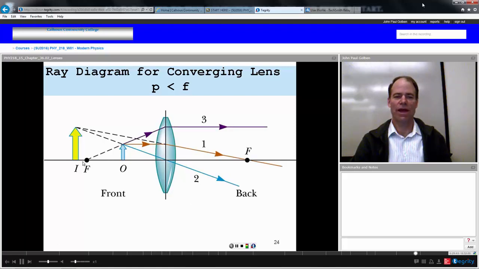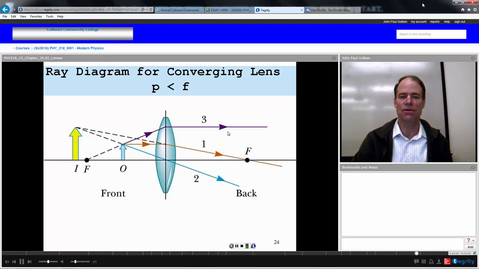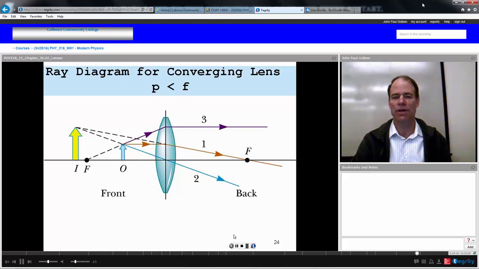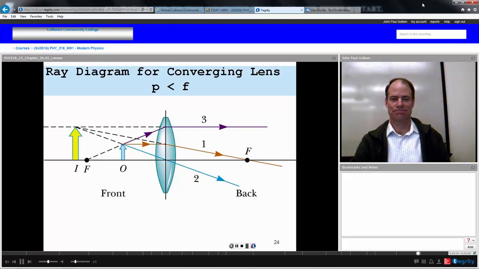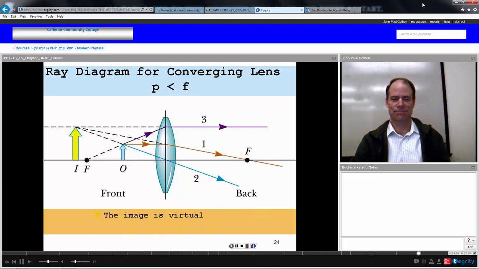Here's a third ray. It appears to come from this focal point here. As it passes through here on its way to the lens, it comes out parallel. The image is virtual and upright.